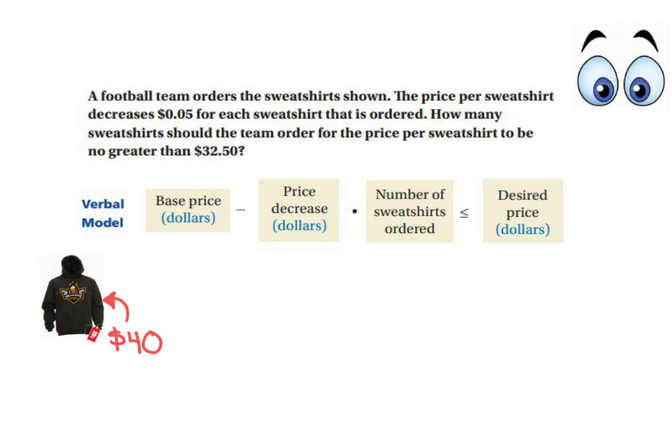So our base price in dollars, we're going to say that's 40. Our price decrease, that's going to be minus 0.05. We're going to multiply that by the number of sweatshirts ordered, which we don't know. That's going to be n. And that has to be less than or equal to $32.50.